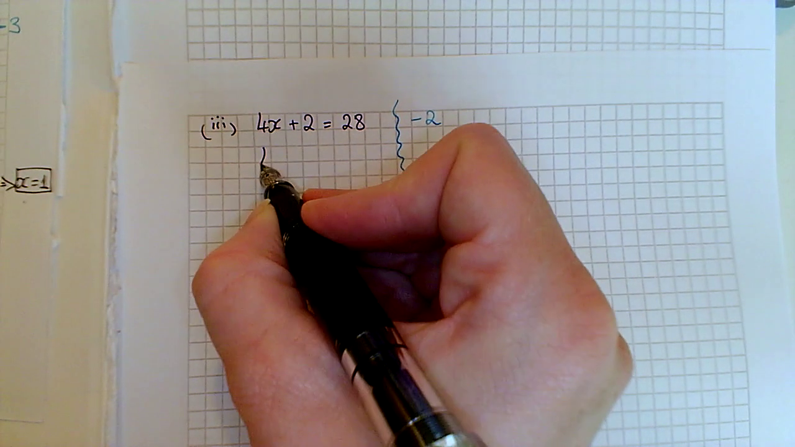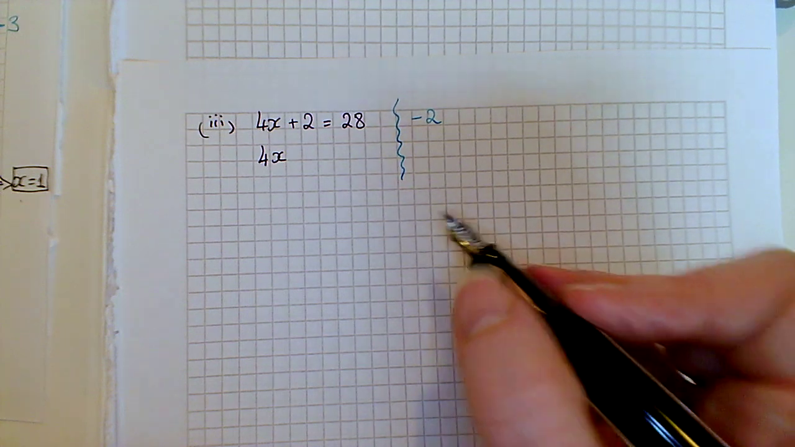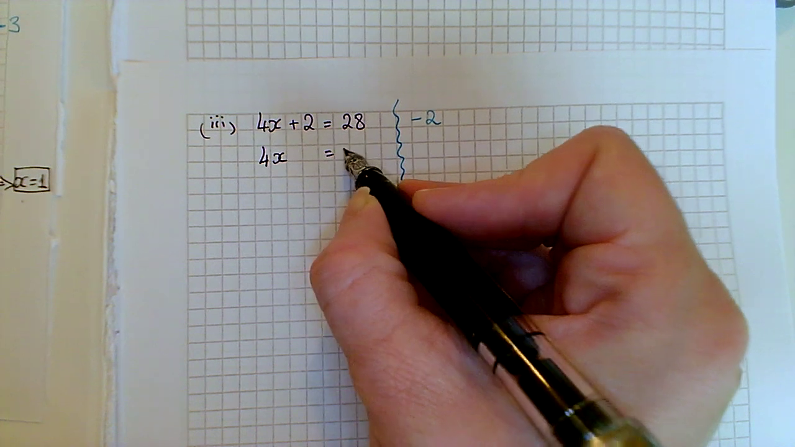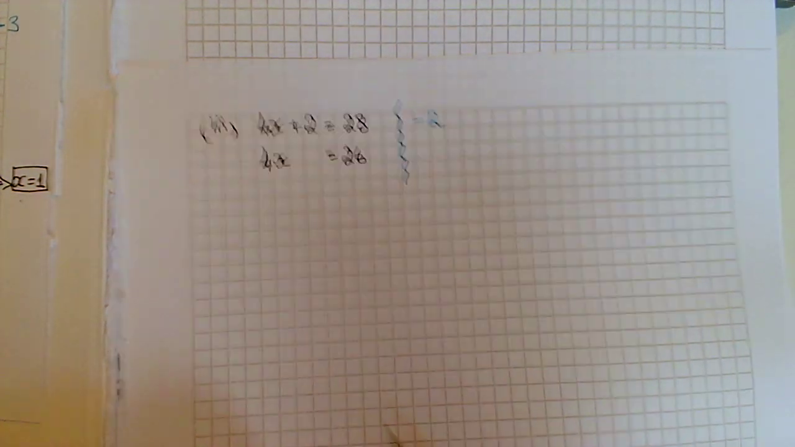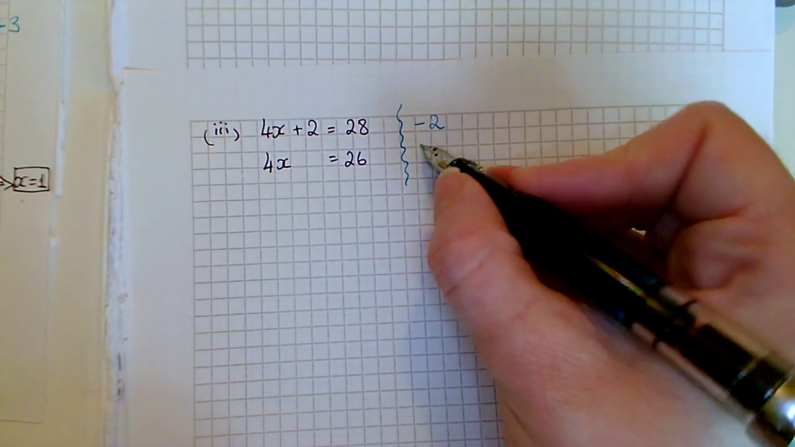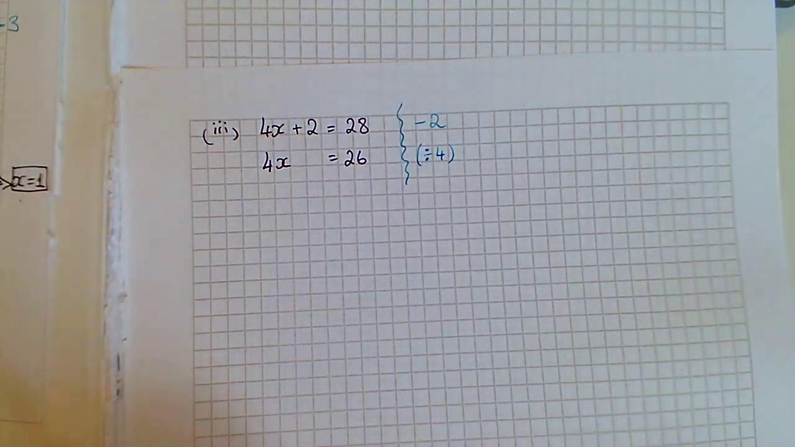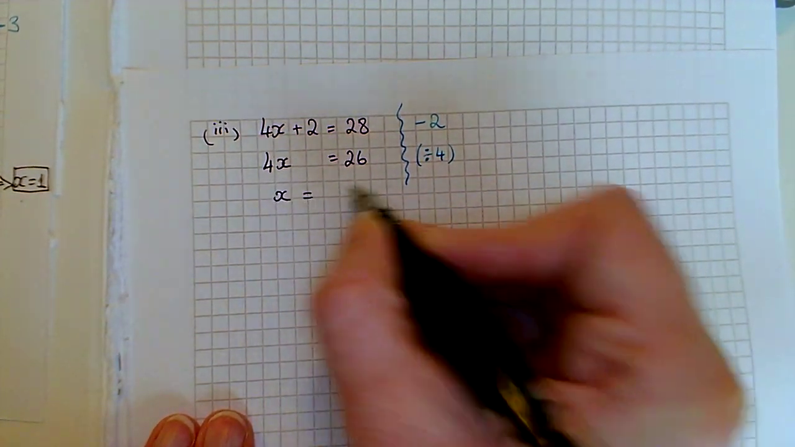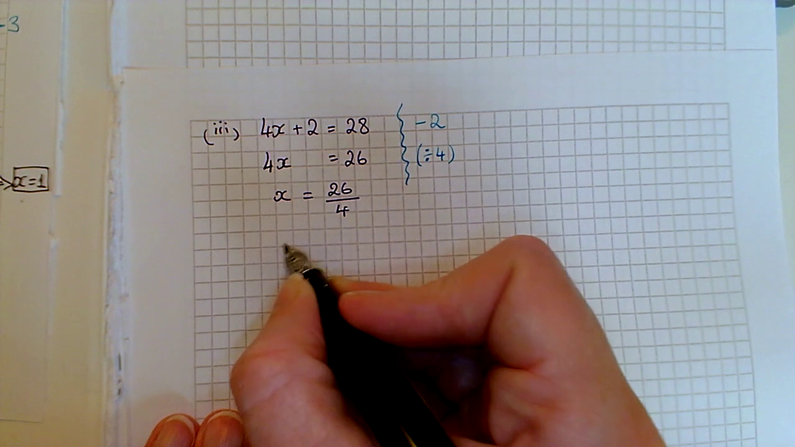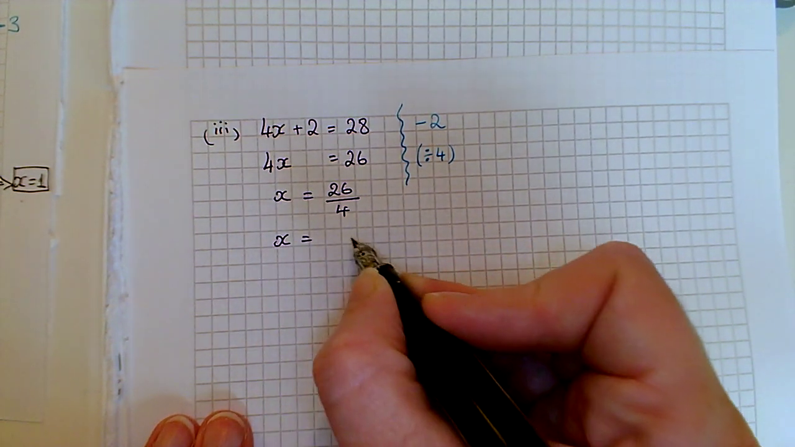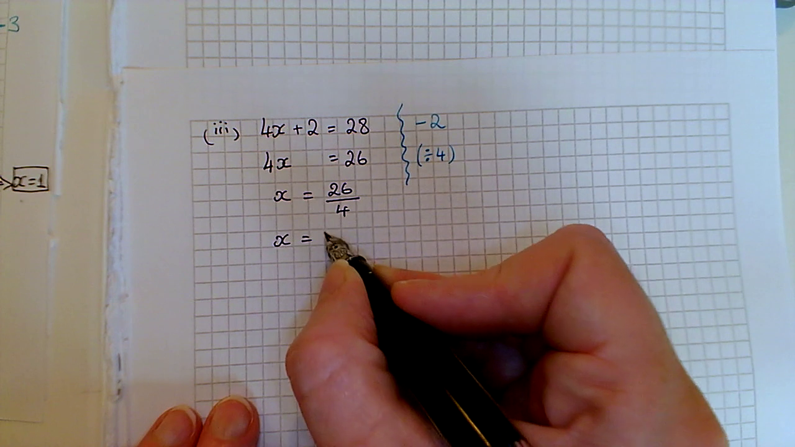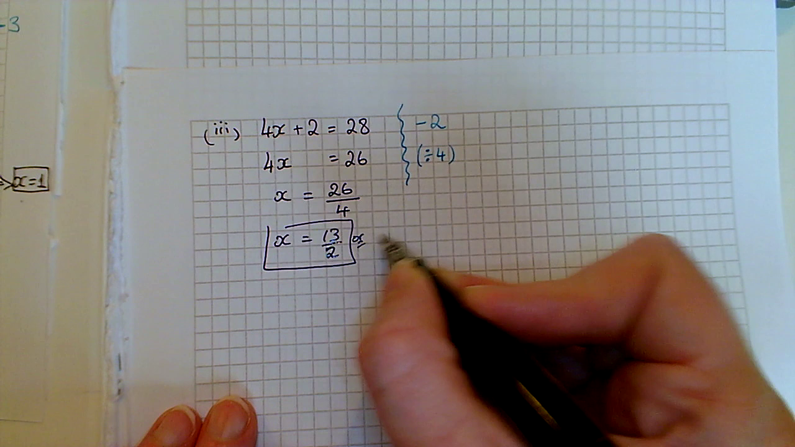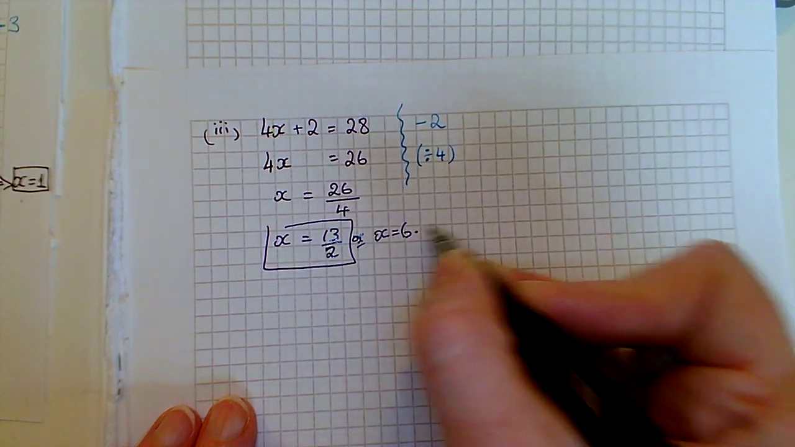And we'll say that I've got 4x. I'm going to start just doing it in my head. 2 take 2 is 0. 28 take 2 is 26. And then I'm going to undo the 4 that's multiplied by x, dividing across by 4, and I get x is equal to 26 divided by 4, and that simplifies to x is equal to 13 over 2. You can leave it like that as a fraction, or x is equal to 6.5.